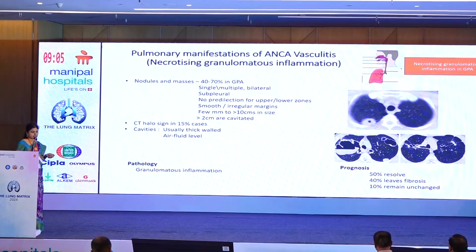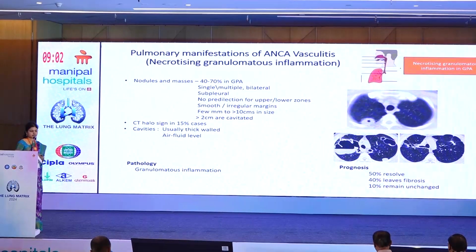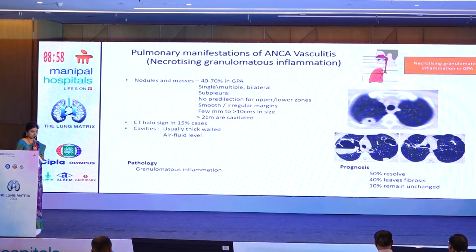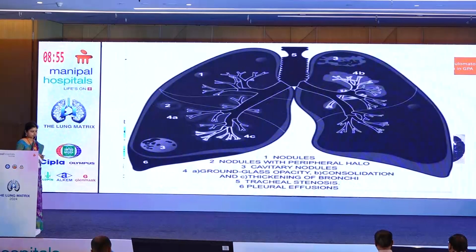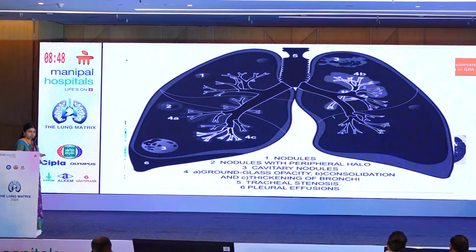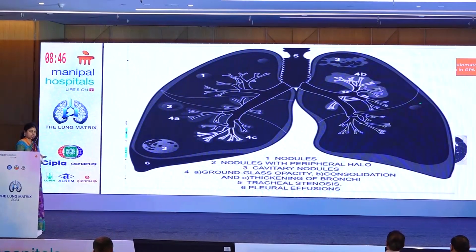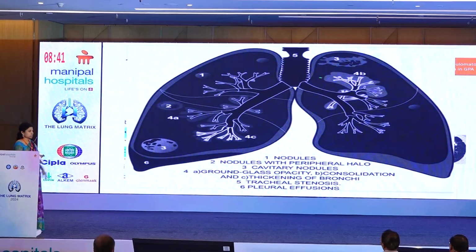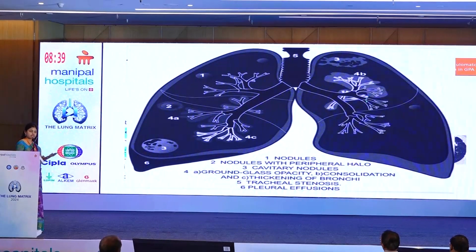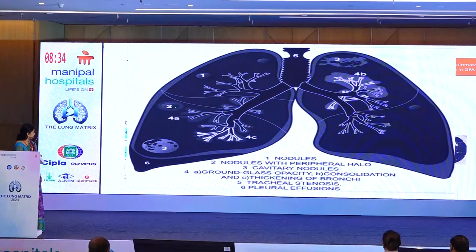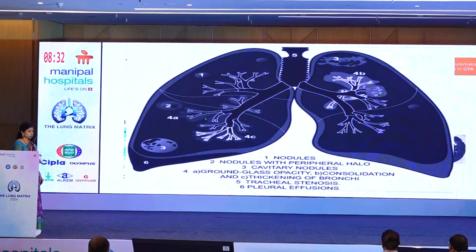So this is the second type of manifestation, that is necrotizing granulomatous inflammation. Here we can see different types of nodules. These are the different sizes of nodules we can see, which are scattered throughout the lungs. They can be single or multiple, unilateral or bilateral. There is no predilection for any zones. We can see the nodules varying in size from a few mm to more than 10 centimeters. And these can have a halo sign, that is central opacity with surrounding ground glass opacities.